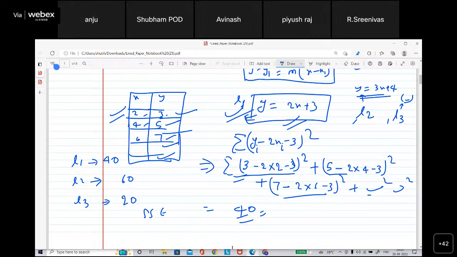Now, which line is said to be the best fit line?